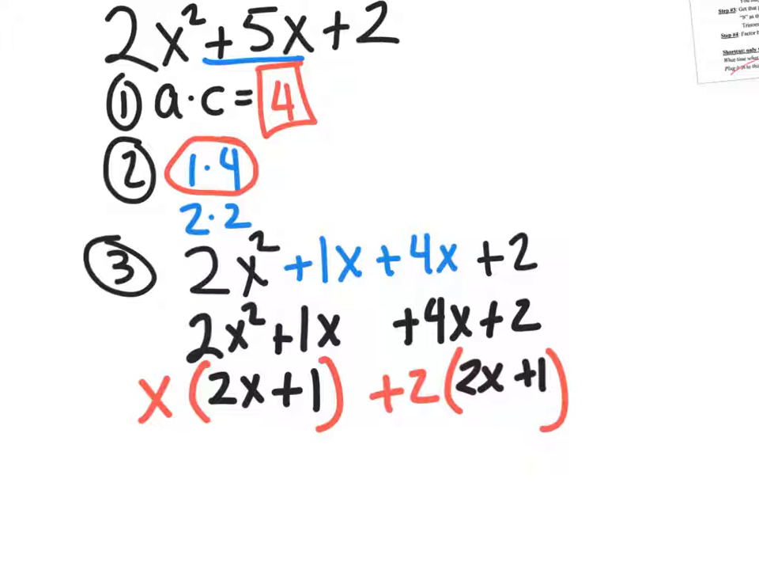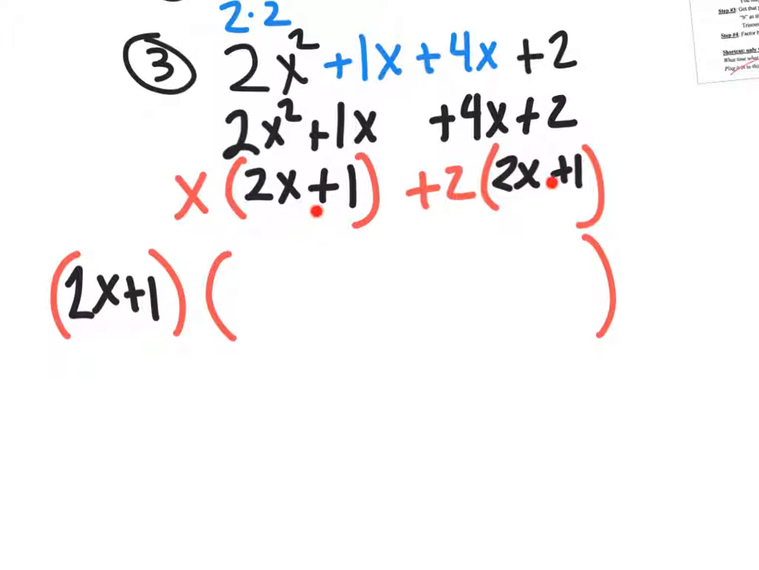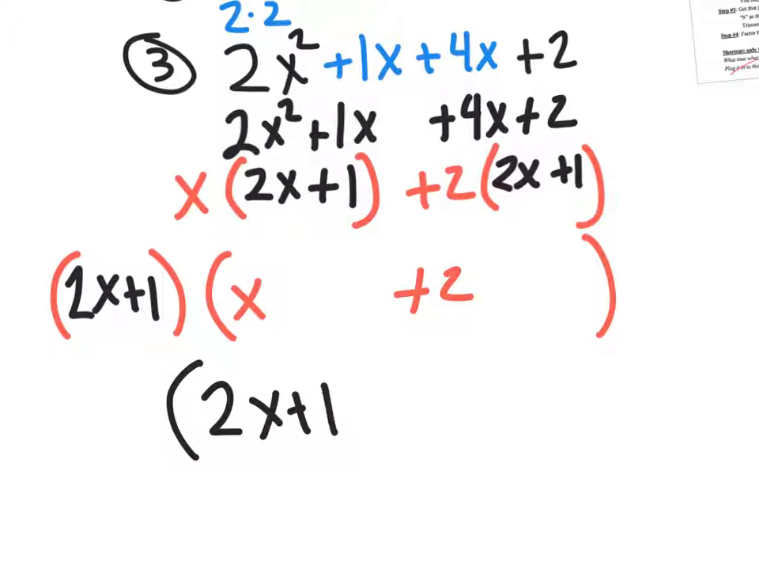So here we go. Let me make some more space. So I'm going to pull out the binomial 2x plus 1 out here to the front. So if I do take this and pull it out, what's left right here? Just an x. And what's left over here, if this is gone, the 2 is the only thing that comes down, the plus 2. And ladies and gentlemen, that's factored. So your final factored form answer to this is 2x plus 1 times x plus 2.